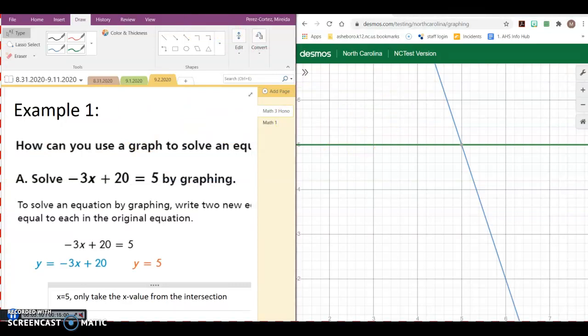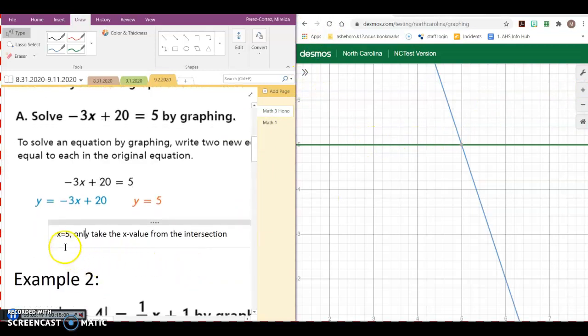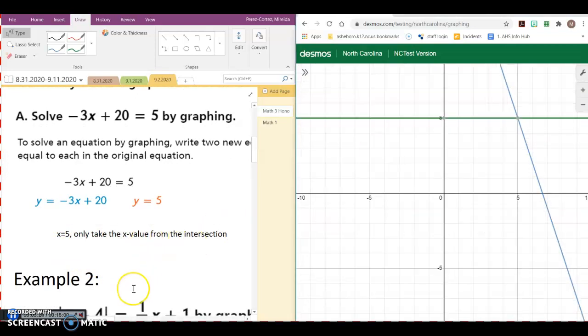Always drag the top, not the tabs, and drag it over to the left so that it clicks. So here's my split screen, and it says x equals 5 is the solution. All you got to do is take the x value from the intersection right there. Perfect. So that was pretty straightforward.